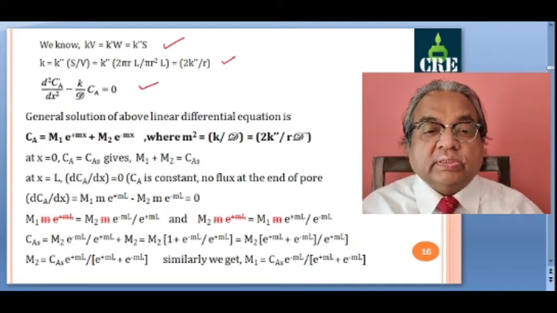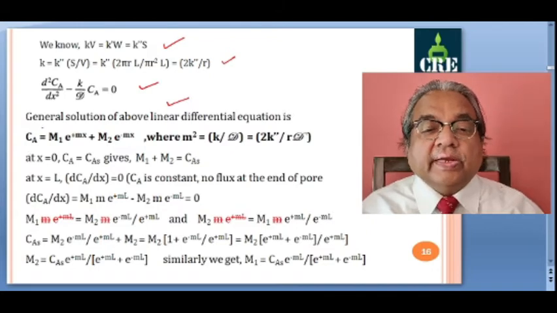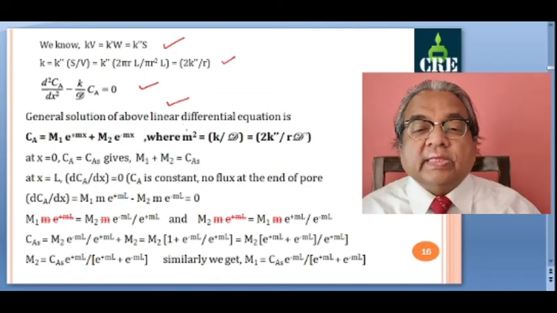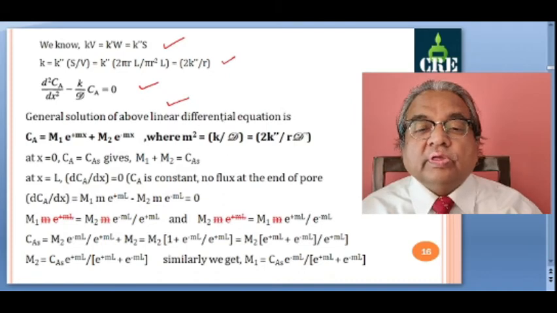So our differential equation now is d2Ca by dx square minus k by D into Ca is equal to 0. This is a differential equation. If we write a general solution for this, Ca is equal to some constant m1 into e raised to mx plus m2 into e raised to minus mx, where this small m can be written as m square is equal to k by D. So small m is root k by D, and this k is nothing but 2k double prime by r into D.